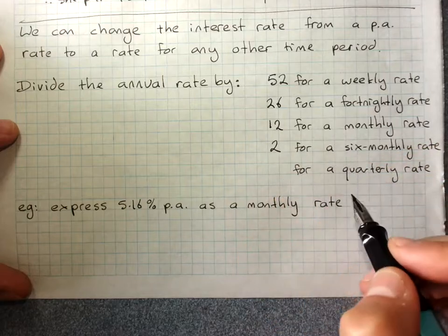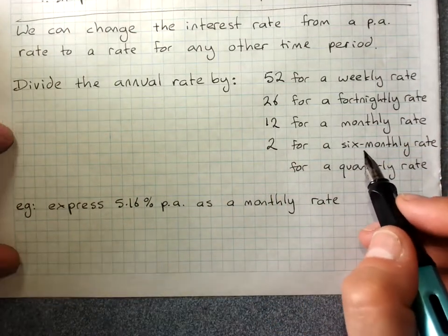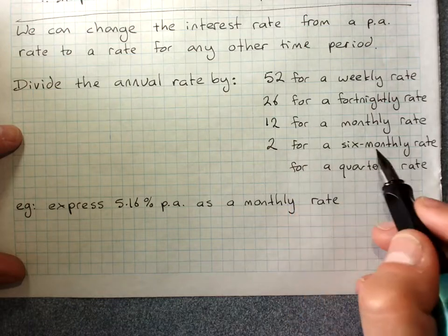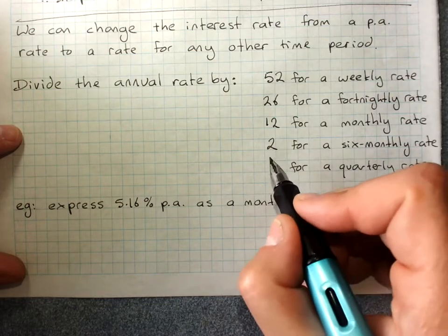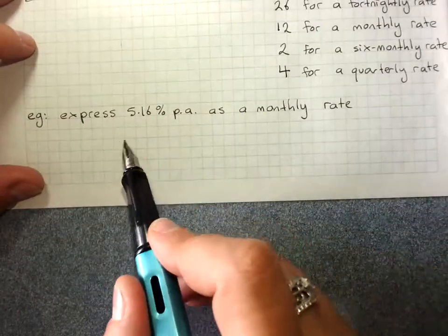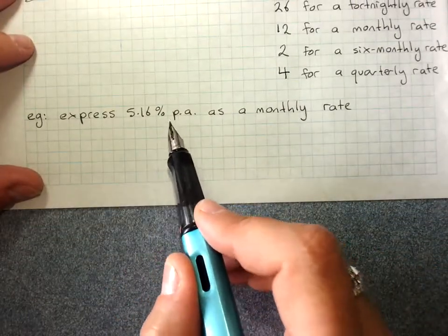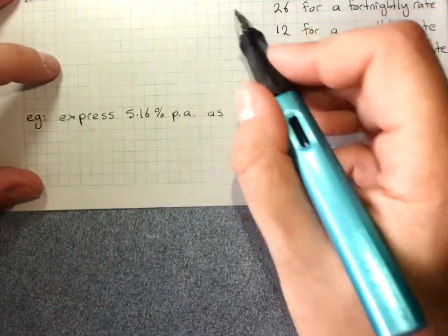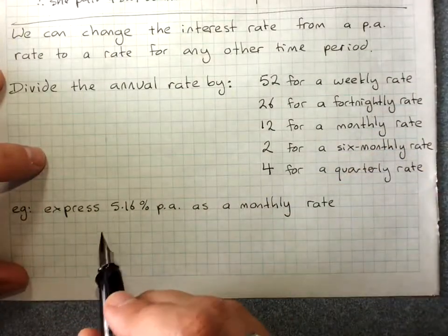Now 6 monthly and quarterly are a bit weird. Sometimes we will be told 6 monthly or quarterly. There's 2 lots of 6 months in a year and 4 quarters in a year. For example, express 5.16% per annum as a monthly rate. Monthly, divide by 12.